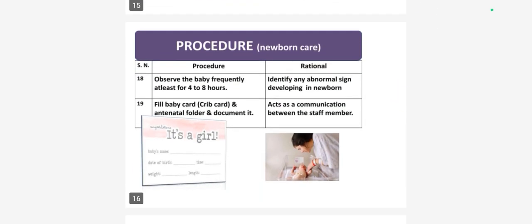Observe the baby frequently, at least every 4 to 8 hours, to identify any abnormal signs developing in the newborn. Fill in the baby card, crib card and antenatal folder and document it, to act as communication between the staff members. So here is a pattern of a baby's card, that is baby's name, date of birth, time, length and weight.